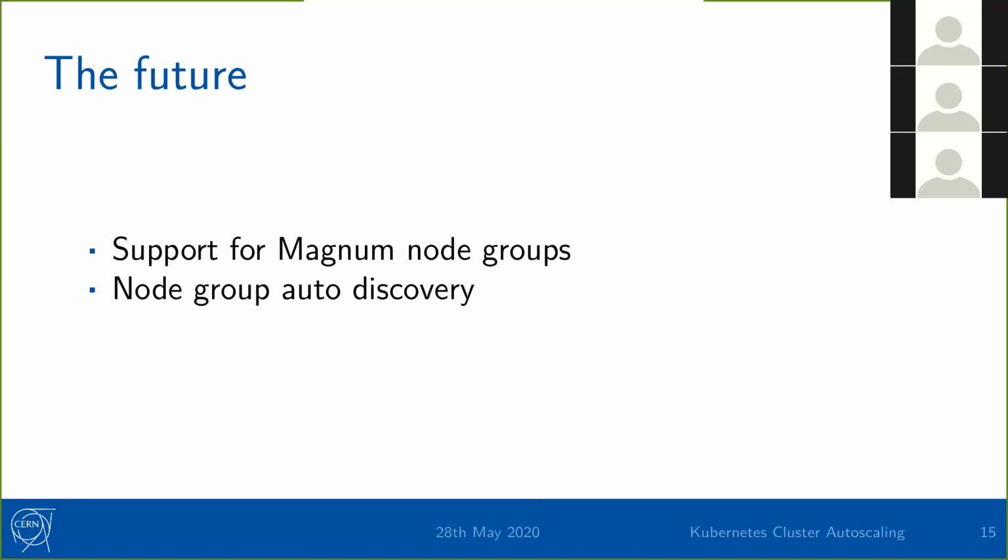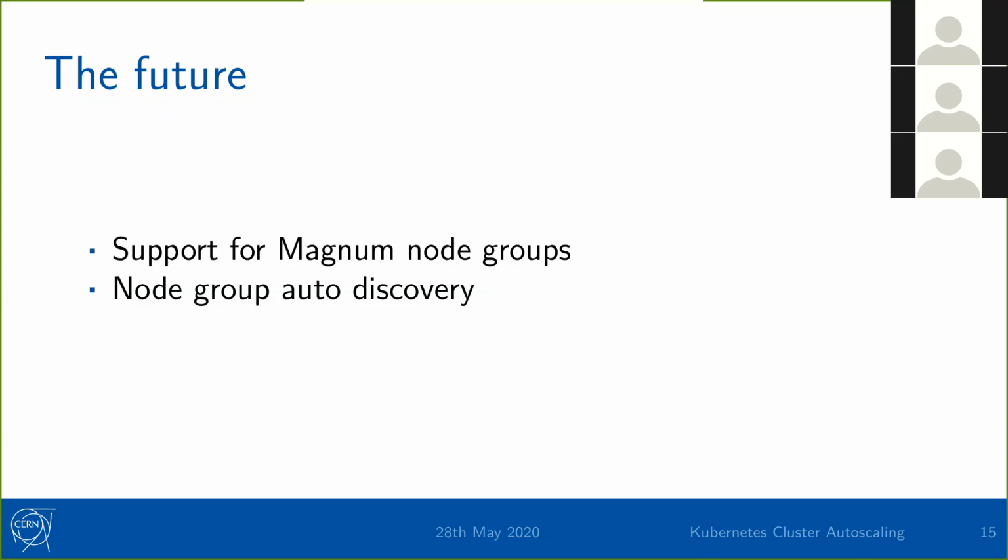So now, that's everything that I wanted to say about what you can do with cluster autoscaling at the moment. There is more that I haven't mentioned, but now I want to talk about the future, what is coming. So in the next couple of months, we will hopefully have support for Magnum node groups in the cluster autoscaler. And with this, we will get node group auto discovery, which will make configuring the maximum and minimum node counts per node group much easier.